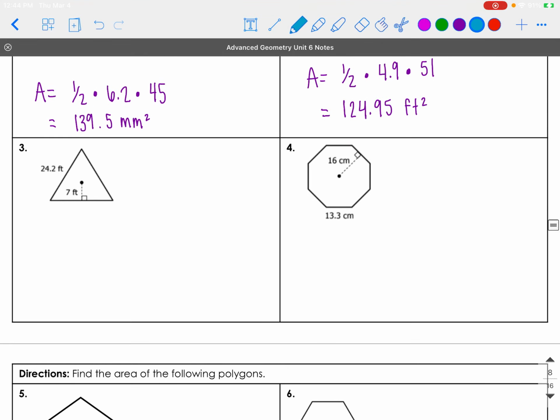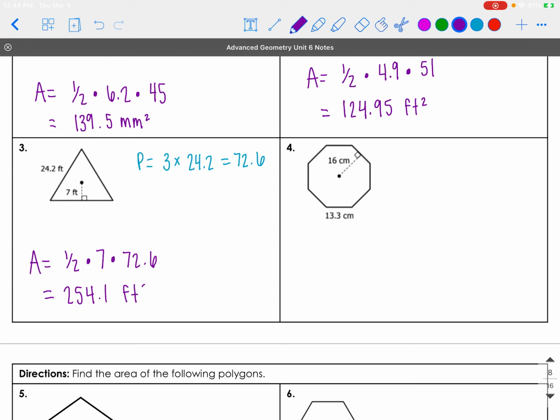Number 3. Go ahead and find the perimeter. 3 sides times 24.2. That is 72.6. Area is 1/2 times the apothem, which is 7, times the perimeter, which is 72.6. And when we multiply those, we get 254.1 feet squared.